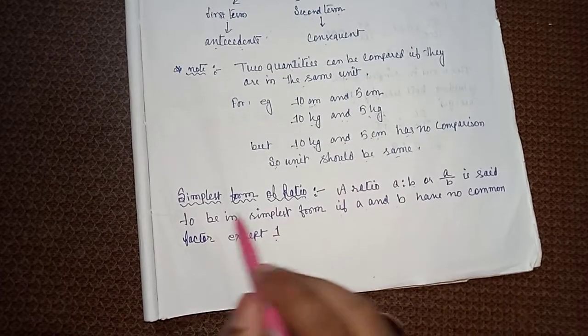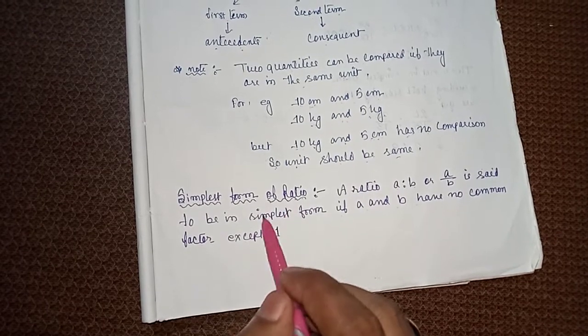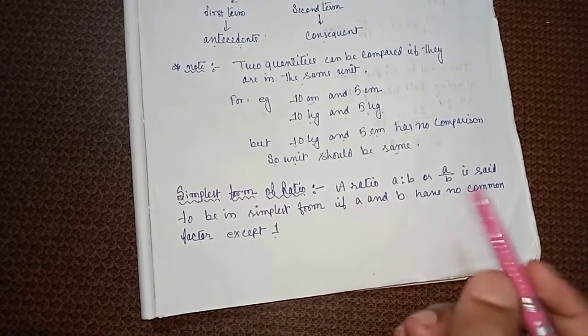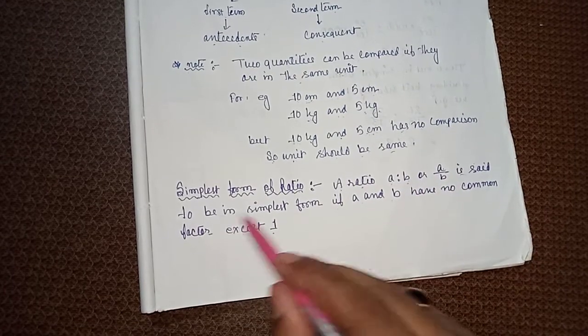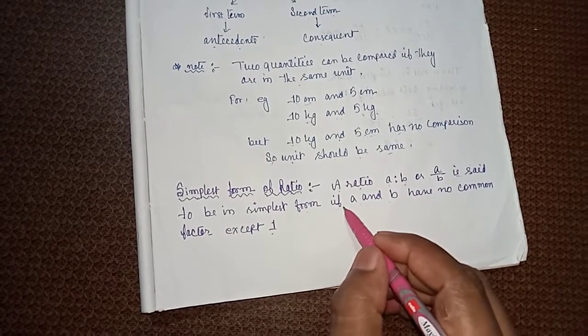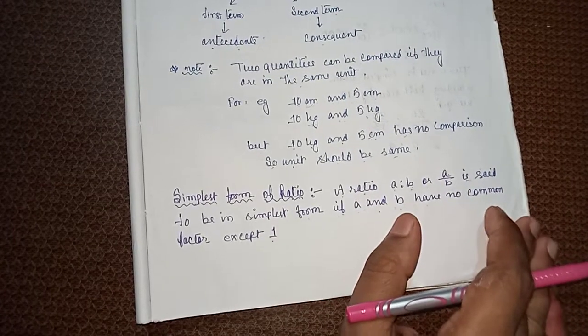Let's move forward. Next topic is the simplest form of ratio. So how can you write the simplest form of a ratio? A ratio A is to B or A by B is said to be in the simplest form if A and B have no common factor except 1. Okay.